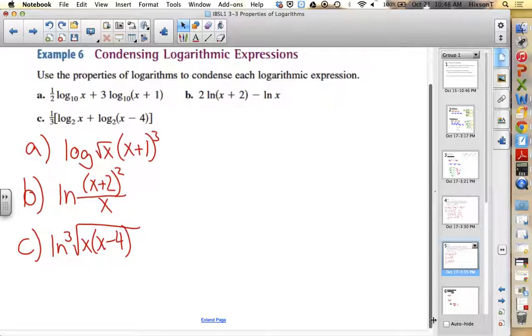Why is it natural log, or whatever that's called? Oh, because I was stuck on B. Okay. Sorry. Thank you. That should be log base 2. Thank you.